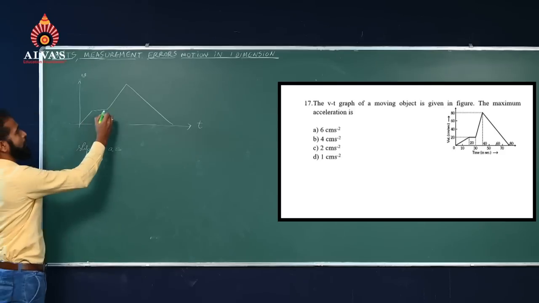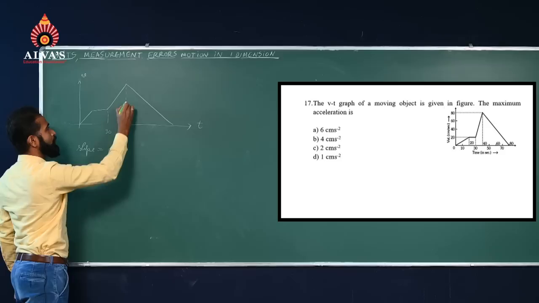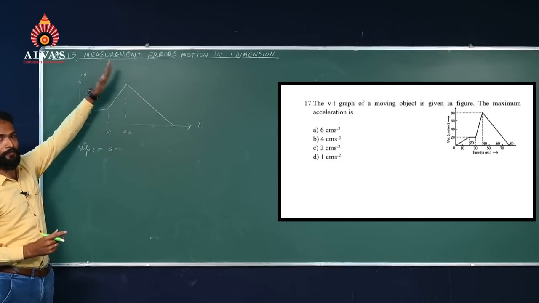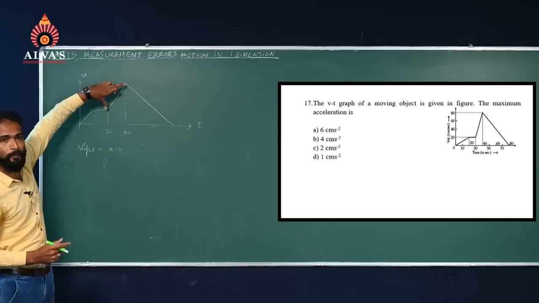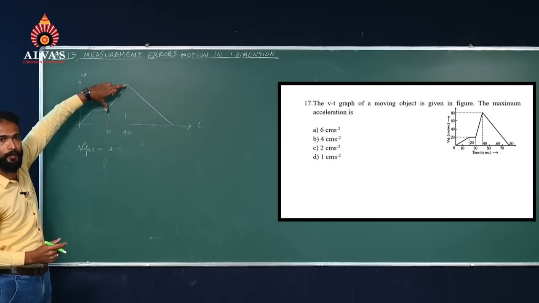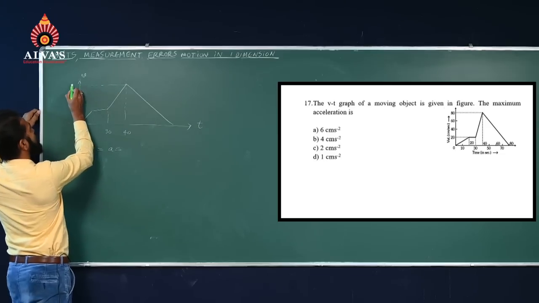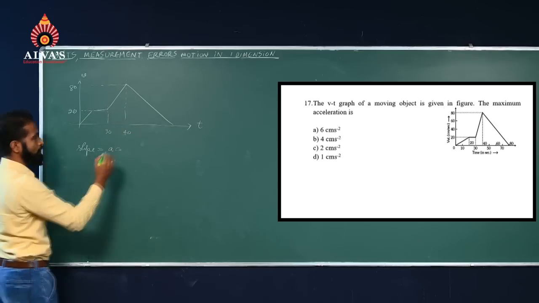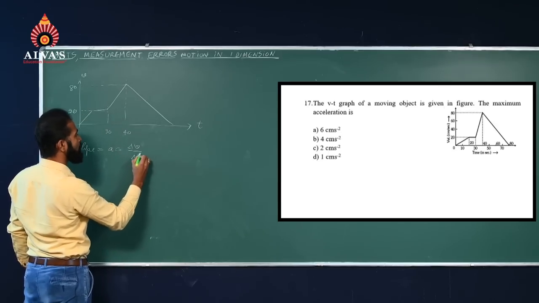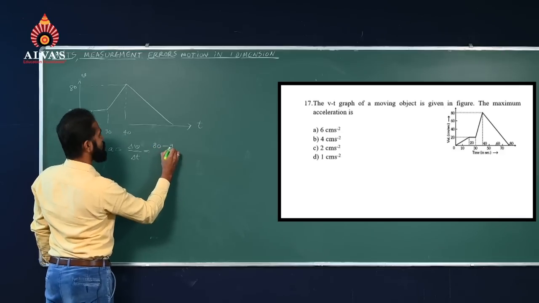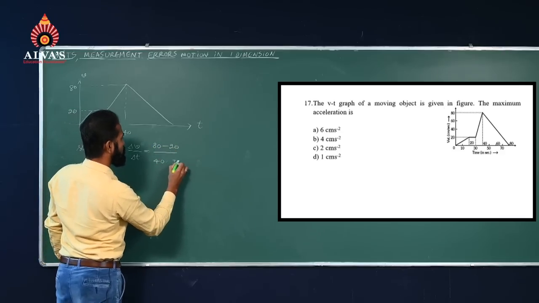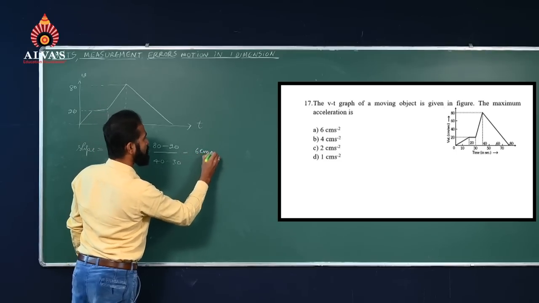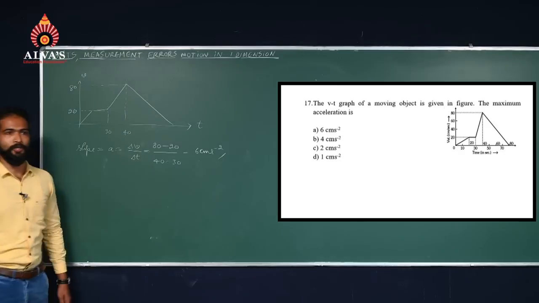Now if you look at the time 30 seconds and 40 seconds, this line is more oriented towards the v-axis, so the slope of only this line is maximum. So the maximum acceleration is possible only in this part. That corresponds to velocity 80 here, and velocity 20 here. So therefore acceleration will be delta v divided by delta t, 80 minus 20 divided by 40 minus 30. That will give you 6 centimeter per second square. That is option number A.